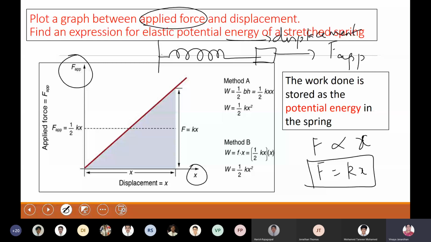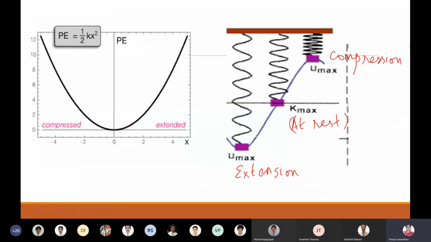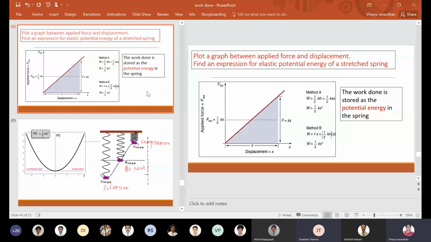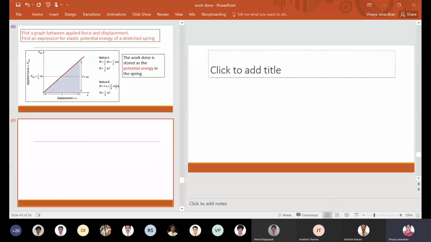You know what y is equal to mx plus c means? What does it represent? Ma'am, the y-intercept. No, that is not it. One second. Ma'am, m represents the slope. Yeah. Then what does the y-intercept represent?